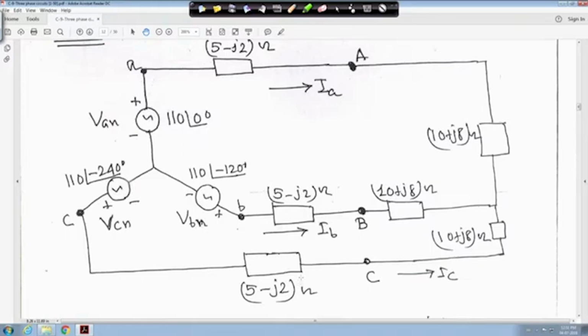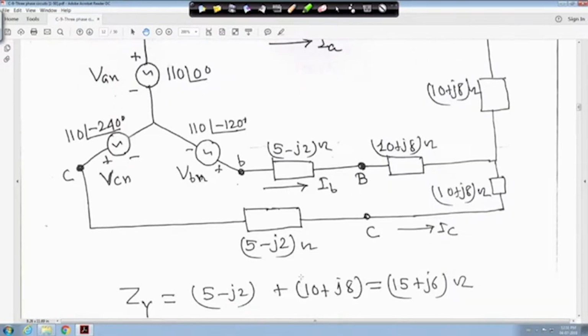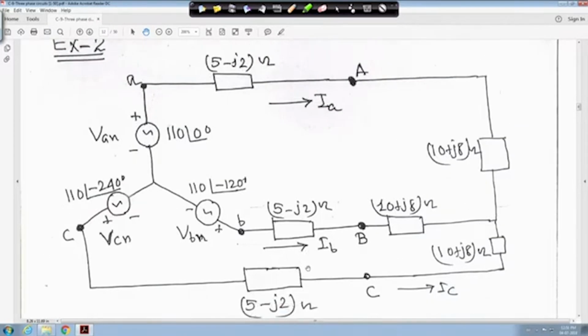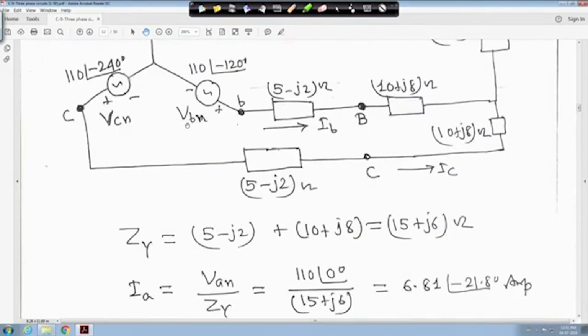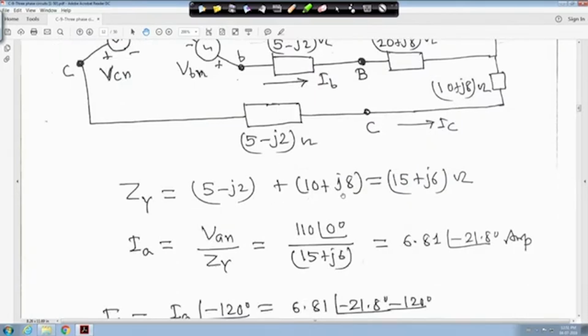So, now Z star. You should not be confused with this. What you can do is, this 5 minus j2 and 10 plus j8, you add together and make it a Z star. That is the idea. So, in this case Z star is equal to 5 minus j2 plus 10 plus j8, which is 15 plus j6 ohm.